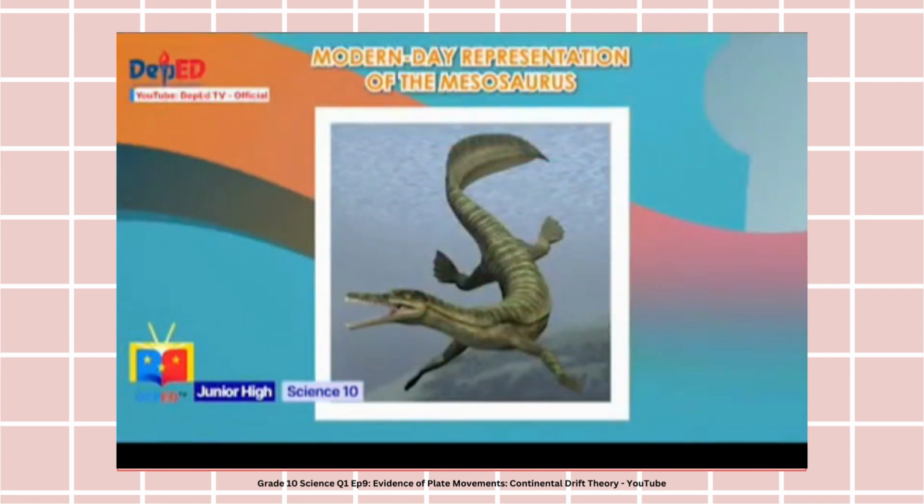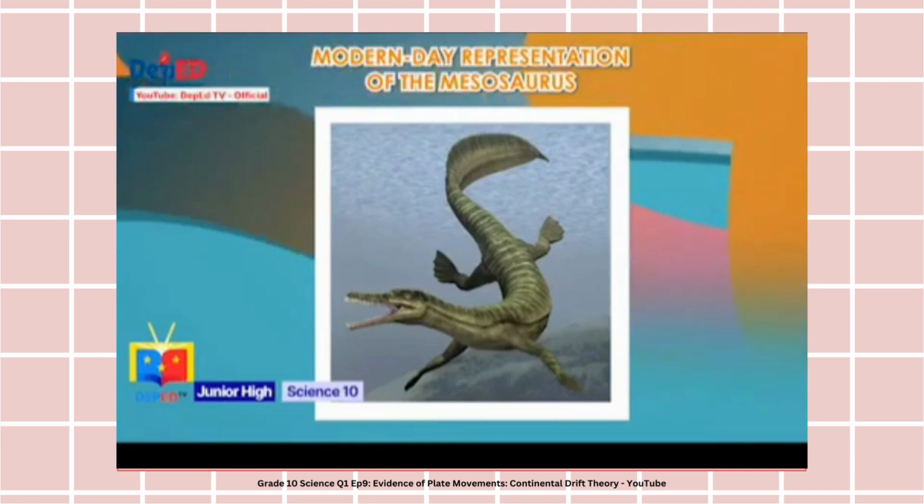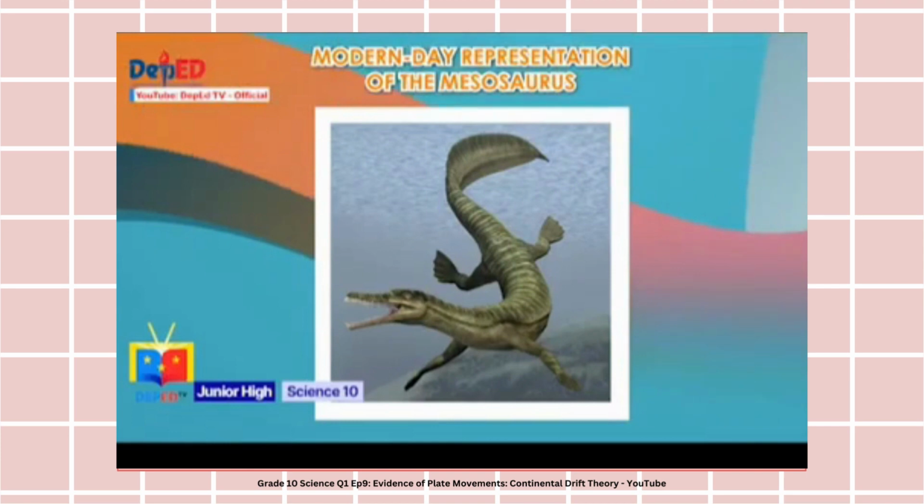This is a modern-day representation of the Mesosaurus. Did you know that the Mesosaurus is known to have been a type of reptile, similar to the modern crocodile? Mesosaurus, like the modern ones, propelled itself through the water with its long hind legs and limber tail. It lived during the early Permian period, around 286 to 258 million years ago, and its remains are found solely in South Africa and eastern South America.